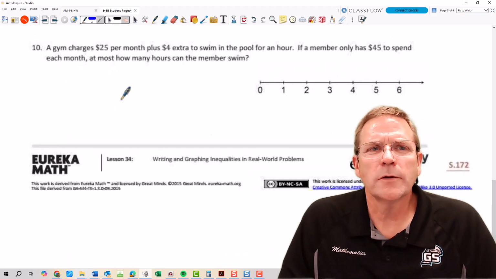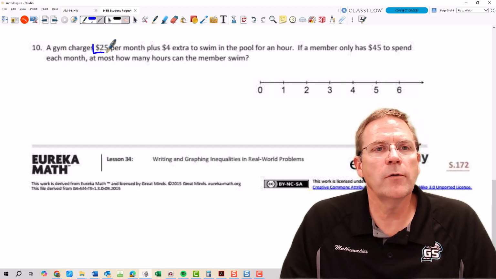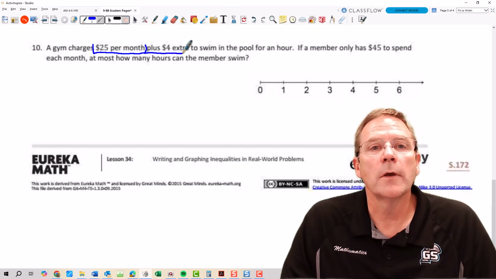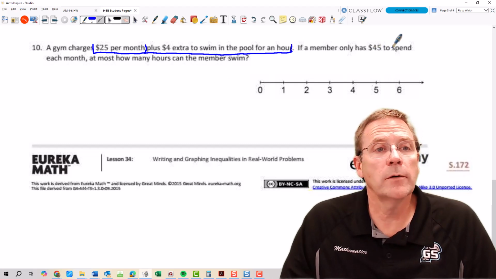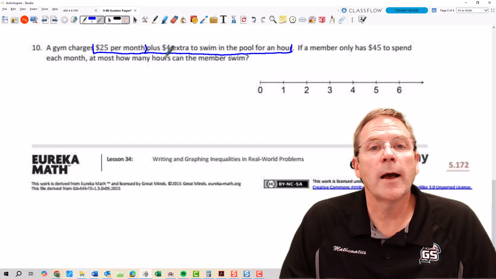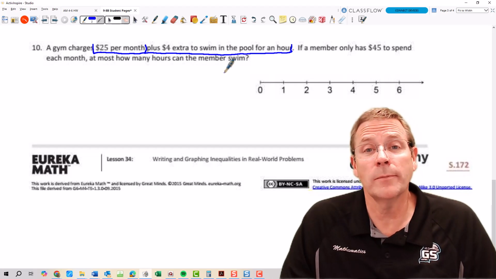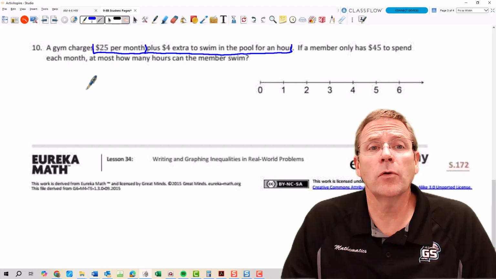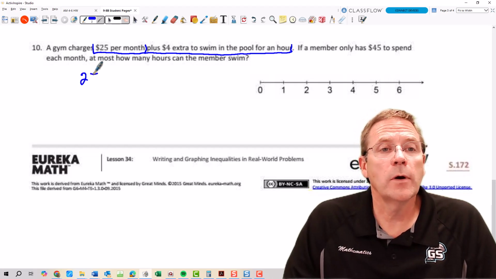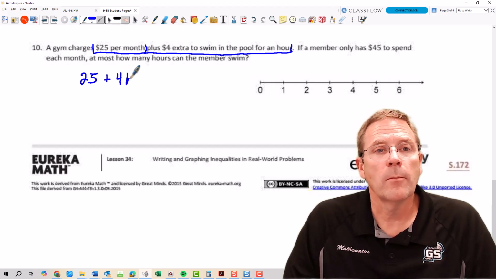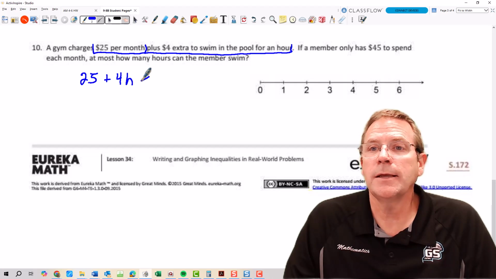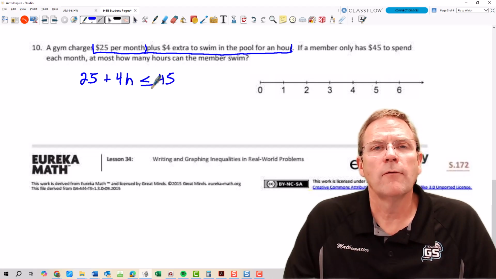For our last practice problem together, the gym charges $25 per month. That tells me it's going to be 25 plus something. Oh, wait a minute. Plus an extra $4 to swim in the pool for an hour. If a member only has $45 to spend each month, at most, how many hours can the member swim in the pool? Ooh, this one's hard. We haven't done this, all right? This is what we call a two-step inequality, where we've got $25 just to go to the gym, plus another $4 per hour to swim, and it has to be less than or equal to $45.